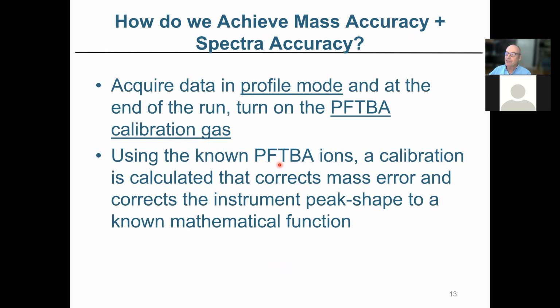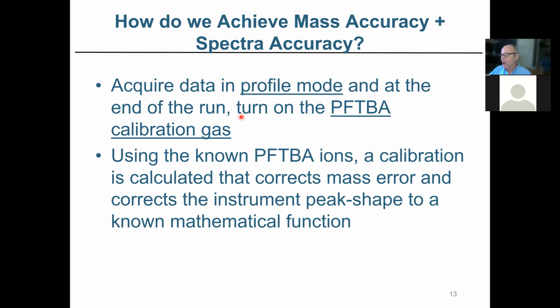So how do we do this? It's actually relatively simple. We acquire the data, as I mentioned, in profile mode. And then usually at the end of a run, it can be on a separate run, it can be at the end of a sample run, in your method, in modern instruments, you can say, turn on the PFTBA calibration gas. This is the gas that's used to tune the instrument. And we actually use it to develop our calibration.